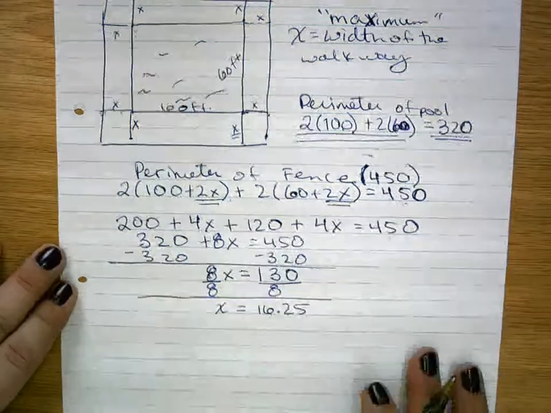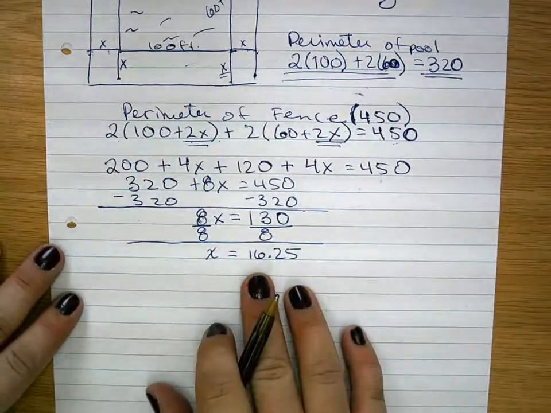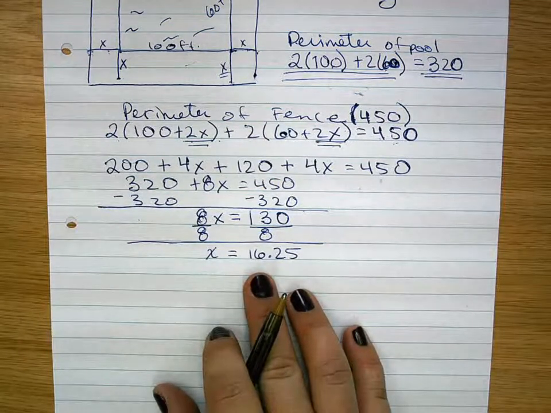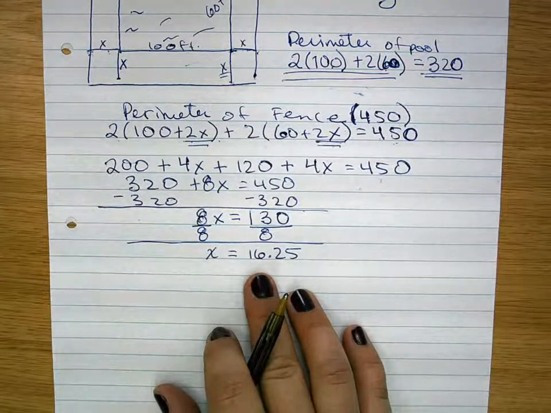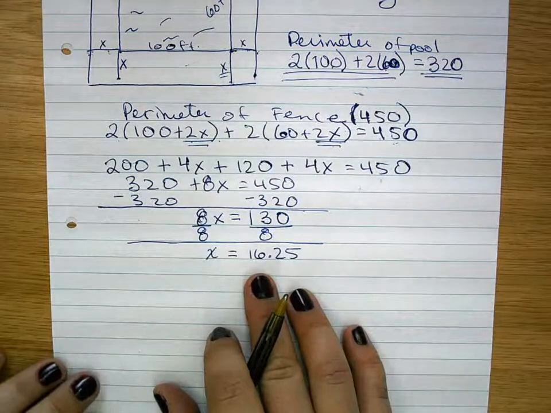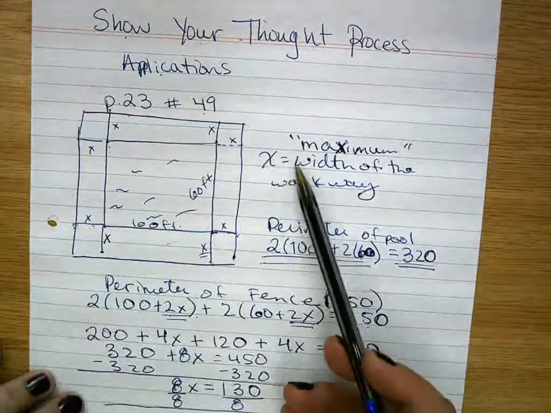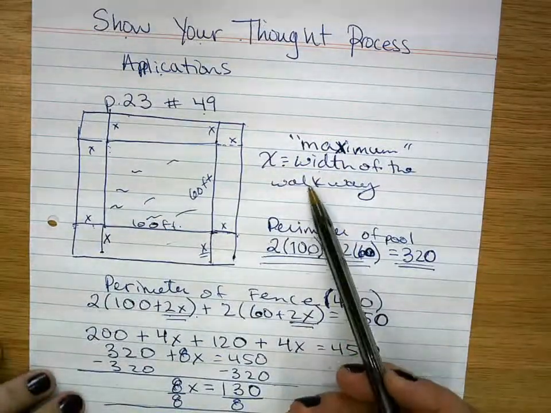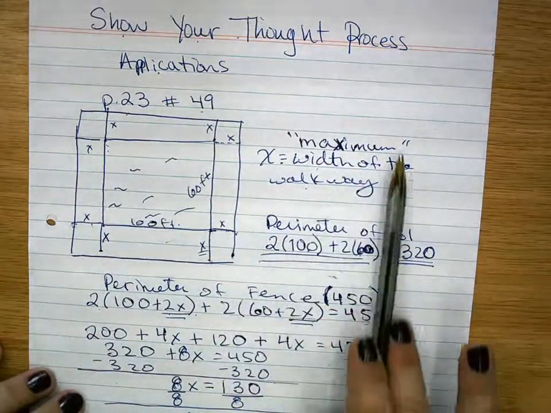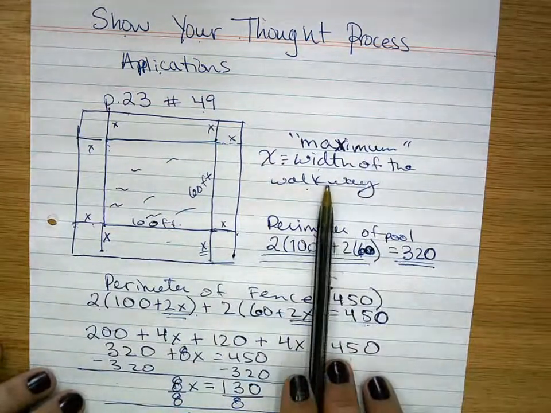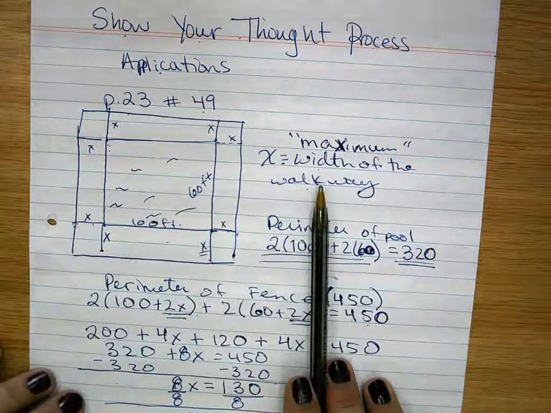Now, you might be tempted to stop there and say, oh yay, I found the x, woohoo! But we need to think of the answer in terms of the original problem. So let's look back on the original problem. Okay, x is the maximum width of the walkway. So we want to say our answer in some way that reflects back to the situation.